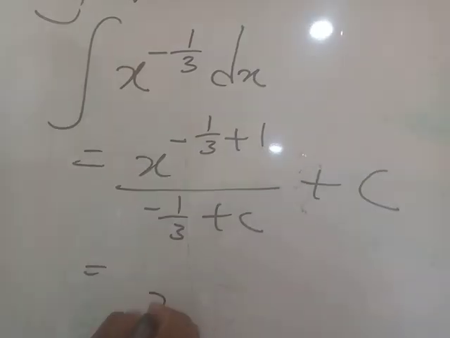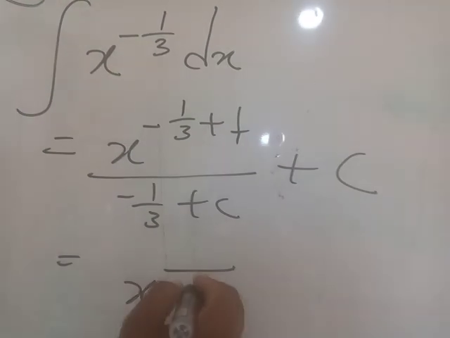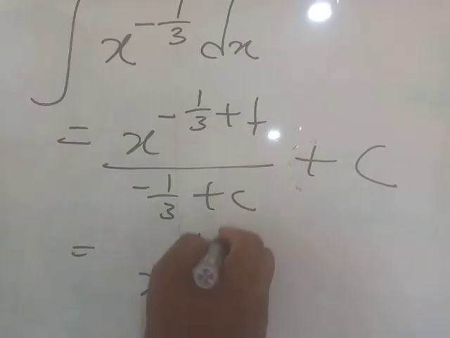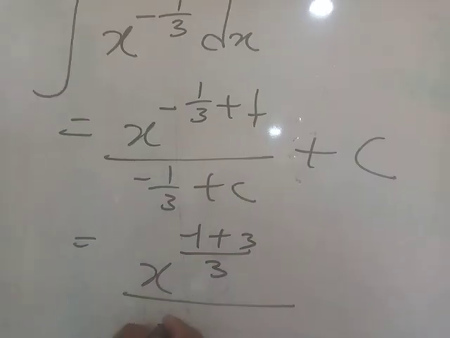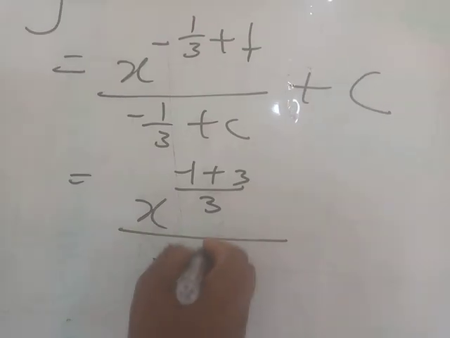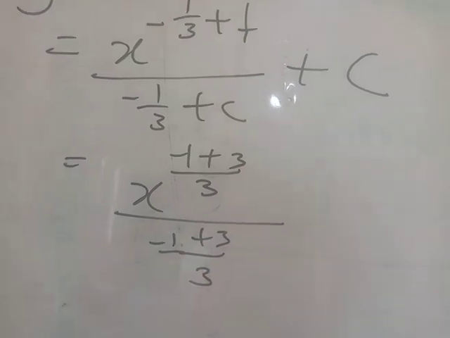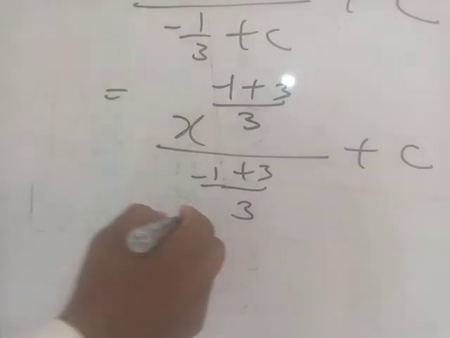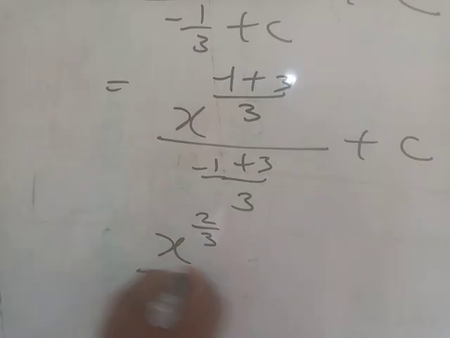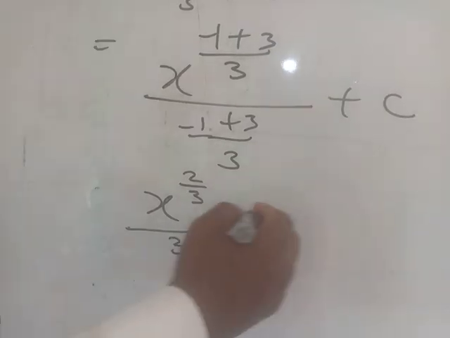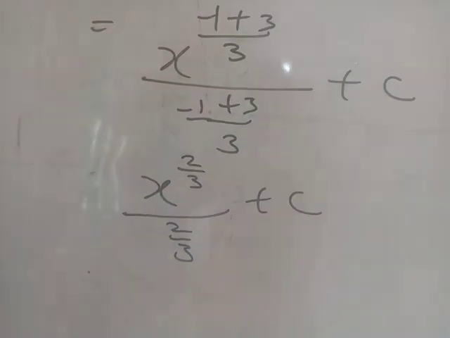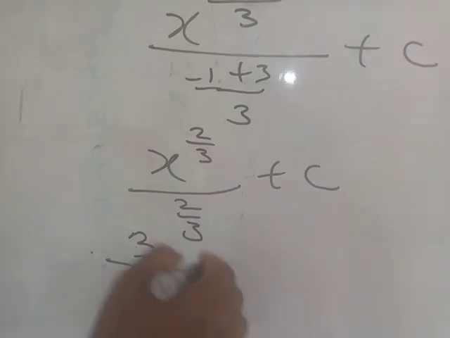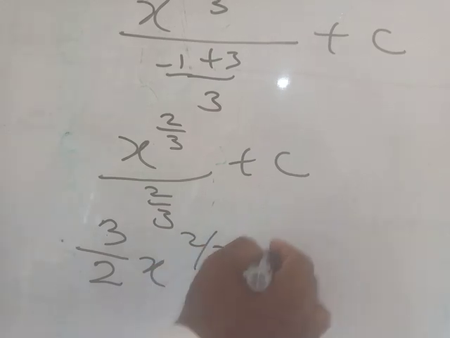Okay, so the LCM here is 3. 3 goes in 3 is 1. 1 times this, we have minus 1 plus 3 all over minus 1 plus 3 all over 3. Okay, plus constant of integration. So the value is x raised to power 2 over 3 all over 2 over 3 plus constant of integration. So the final answer to this question is 3 over 2 x raised to power 2 over 3 plus constant of integration.